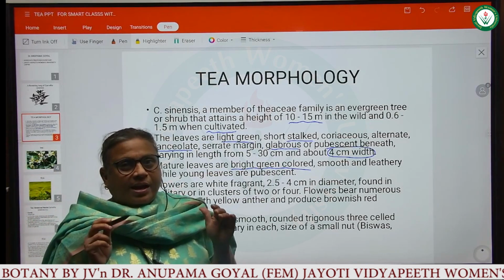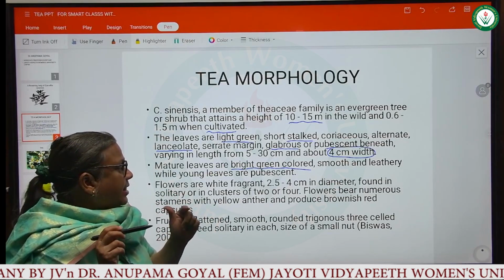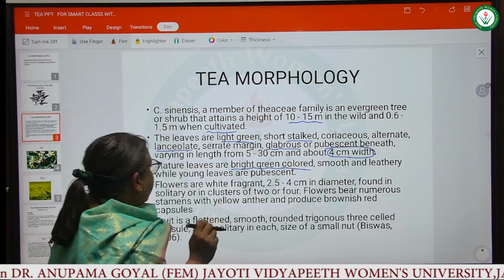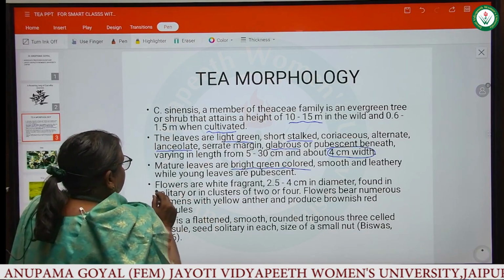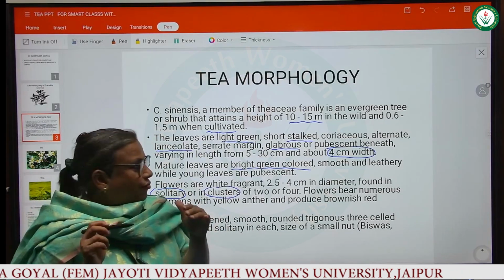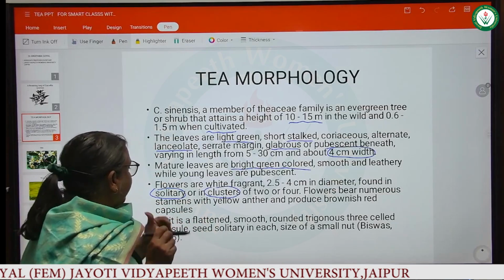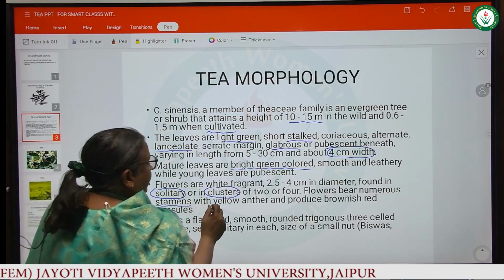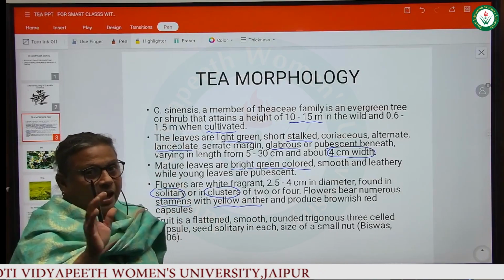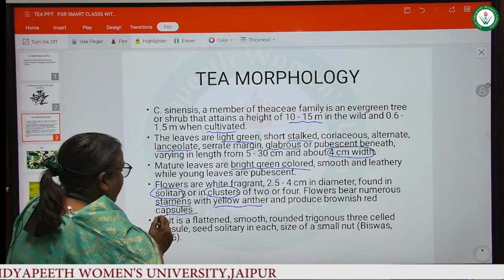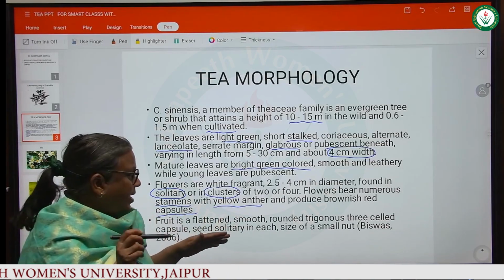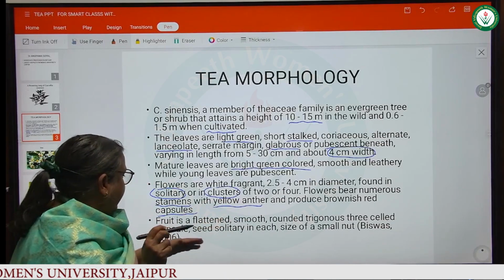Flowers of tea are white and fragrant, 2.4 to 4 centimeters in diameter, and found solitary or in clusters of 2 to 4. Flowers bear numerous stamens with yellow anthers and produce brownish red capsules. So the fruit is a capsule, a flattened, smooth, rounded, trigonous, three-celled capsule.